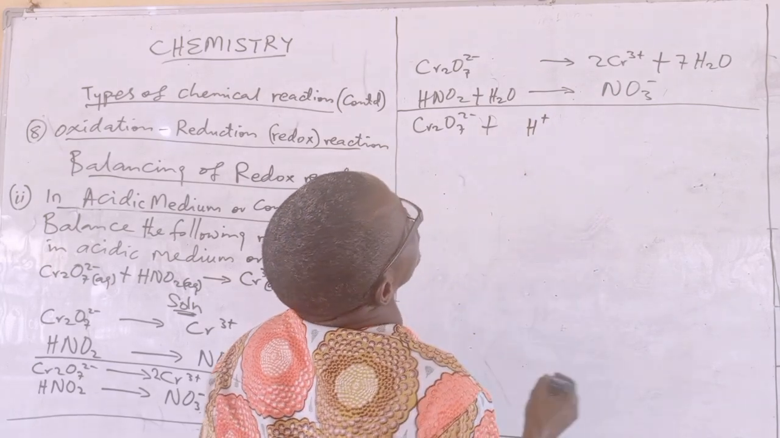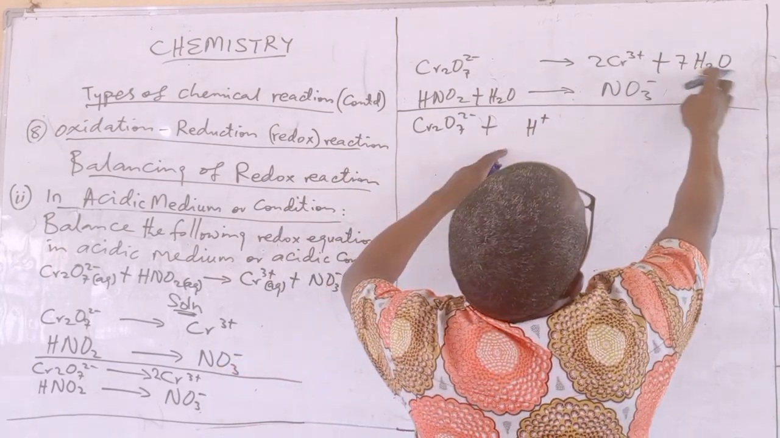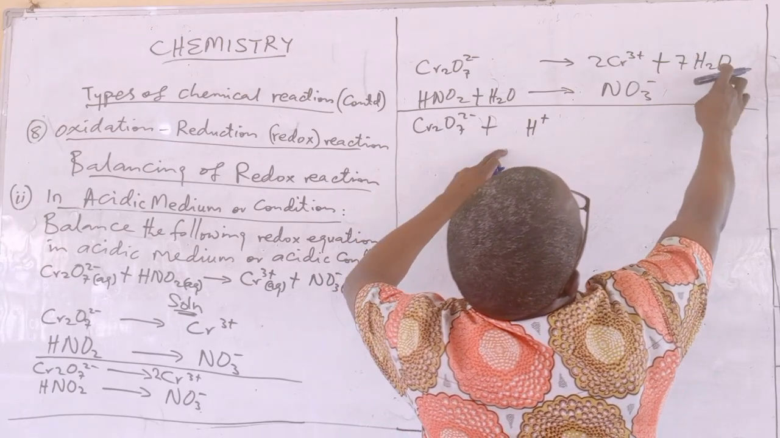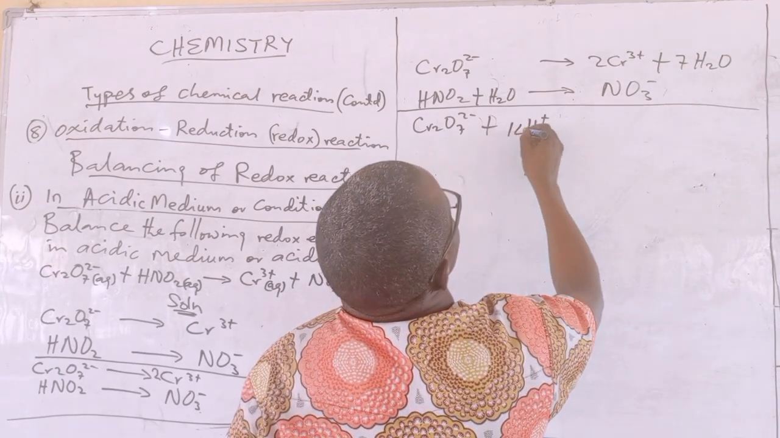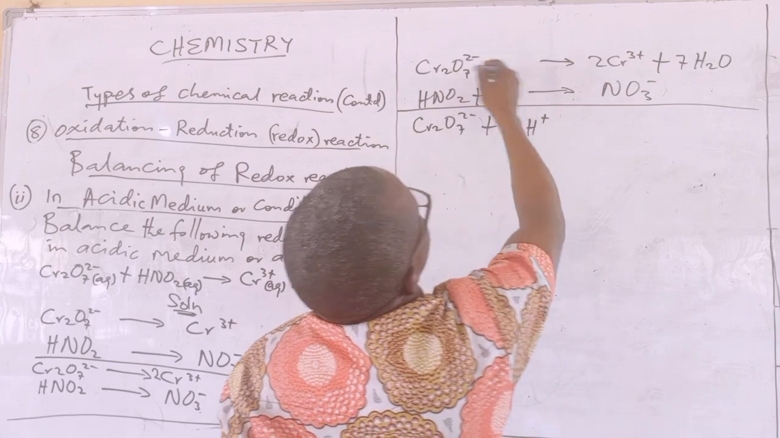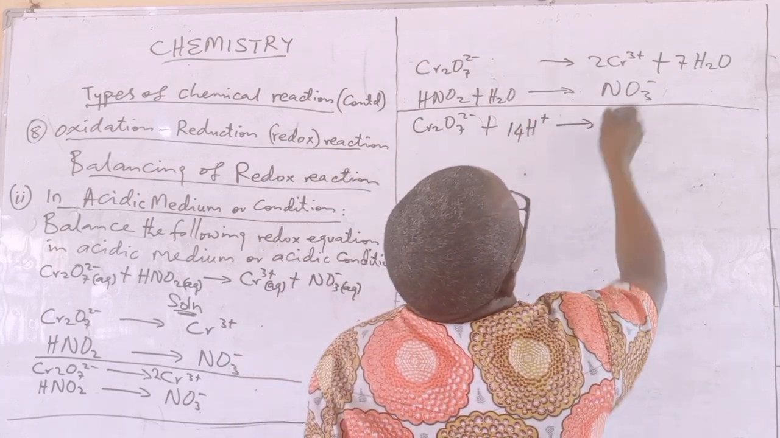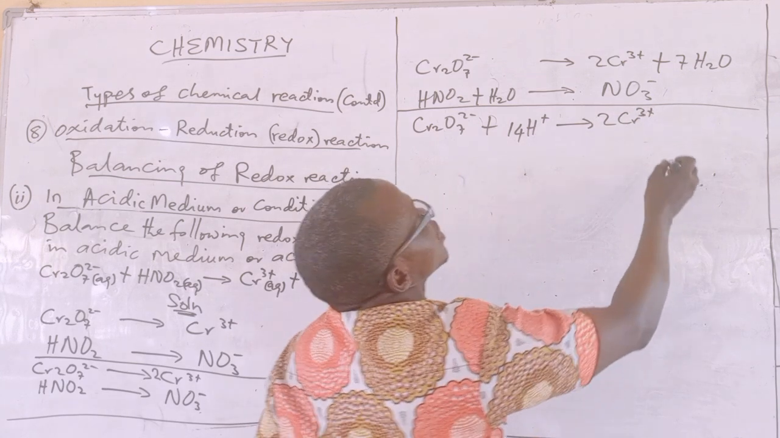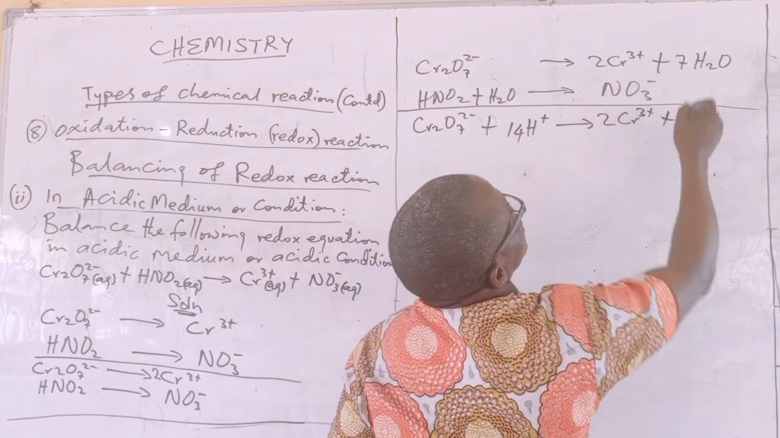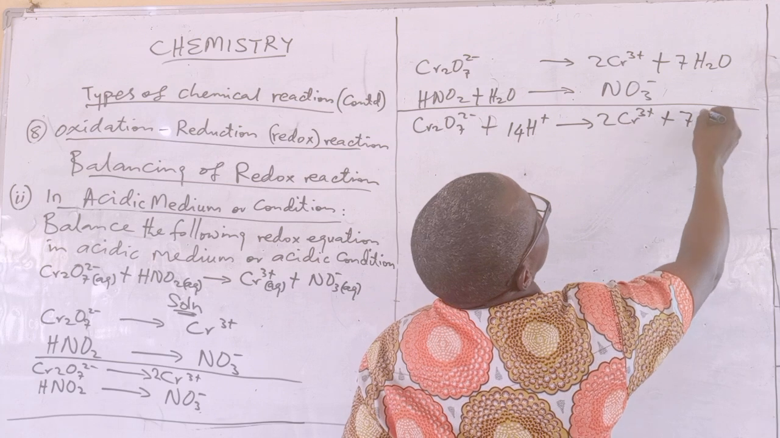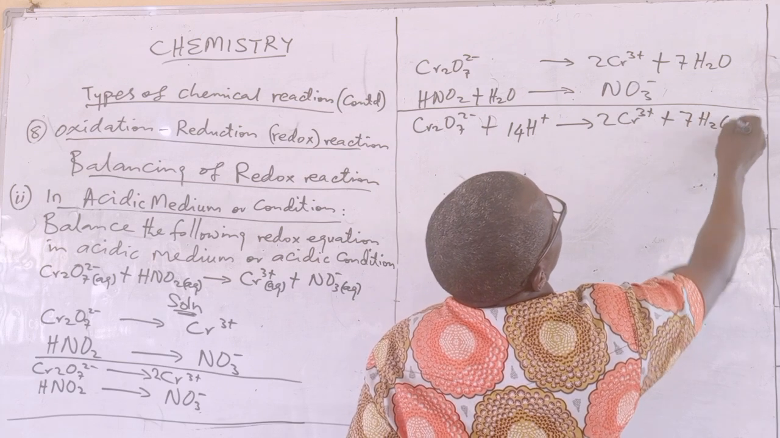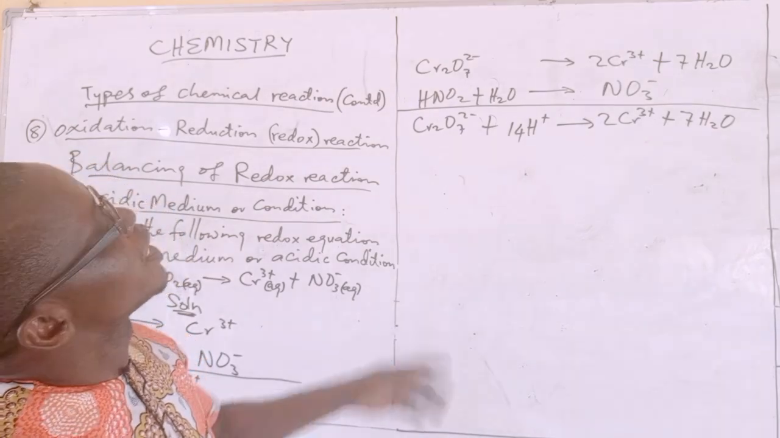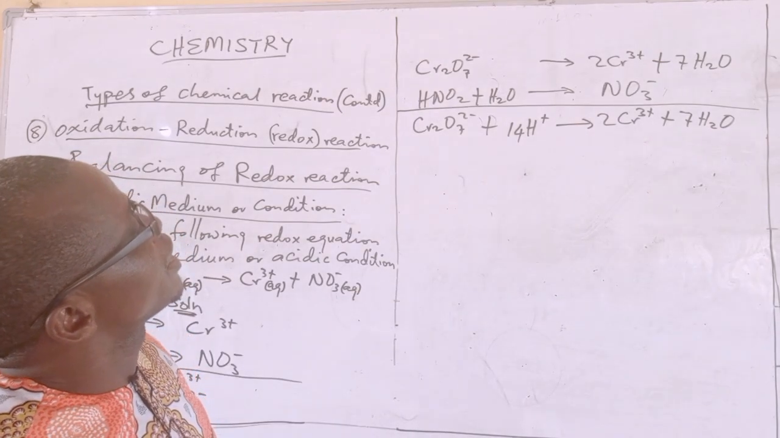This is proton. Now, how many hydrogen are here? 7 times 2 is 14. So I will put 14 here. Okay, I'm done with that. Arrow, 2Cr3+ and 7H2O. Okay, so I've finished balancing hydrogen there.